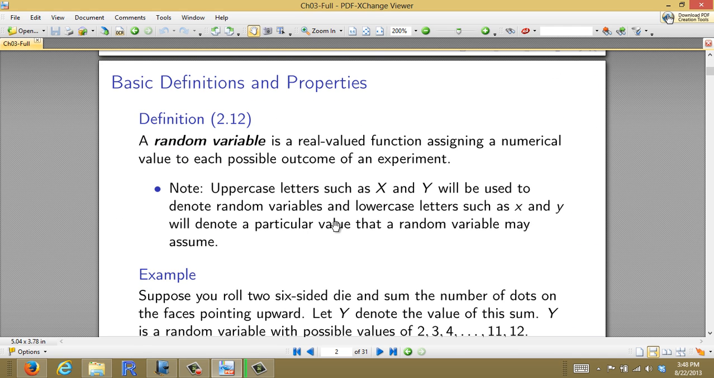So chapters 3 and 4 are really about random variables. Random variable is defined in chapter 2, and a random variable is a real valued function assigning a numerical value to each possible outcome of an experiment. So long story short, we have some sort of random outcome. It's not necessarily numerical in nature. It could be heads or tails. And then based on the outcome of that experiment, we assign a value to each possible outcome. So we might, for example, assign the value 0 to a tail and a value 1 to a head.